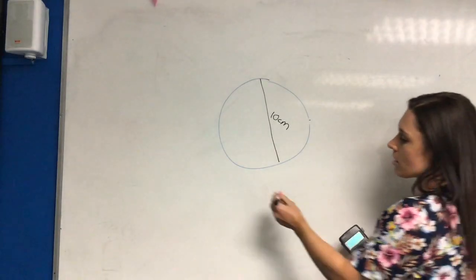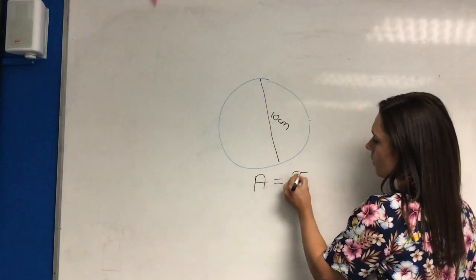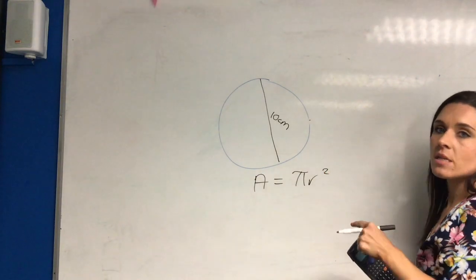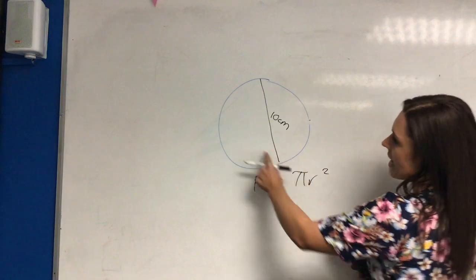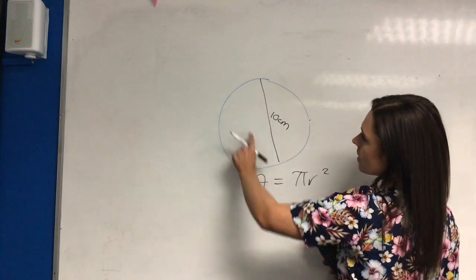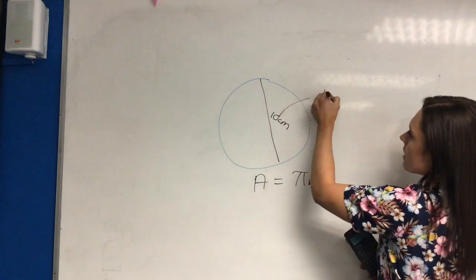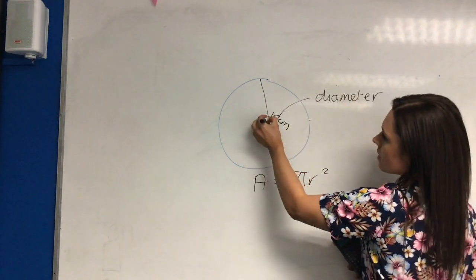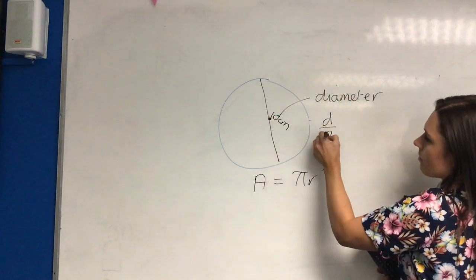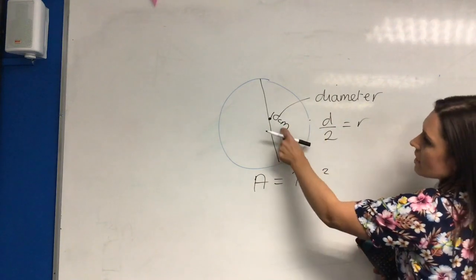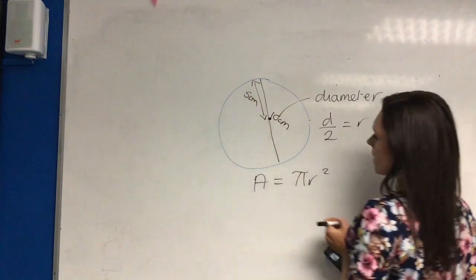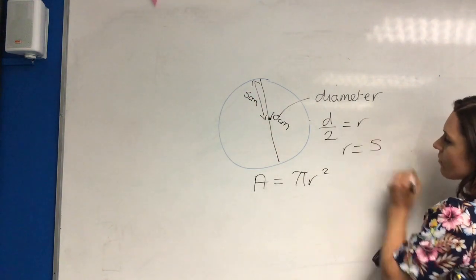Here we're using our same formula, area equals pi r squared, but we need to do something before we can substitute into that formula, because here we haven't been given the radius, we've been given the diameter. But we know that the radius is half the diameter. So we just need to half this to give us that radius there of 5 centimetres. So we know that r equals 5.